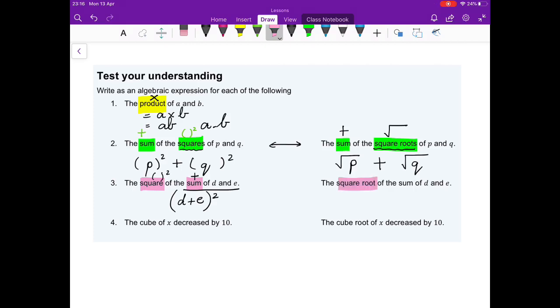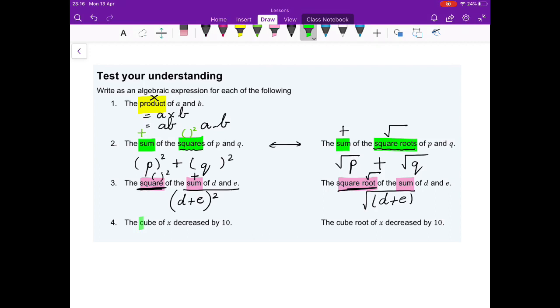Square root and sum is the other keyword. Now remember, square root is that symbol. Square is different to the square root. So we're going to find the sum of D and E. So D plus E. And we are going to square root.